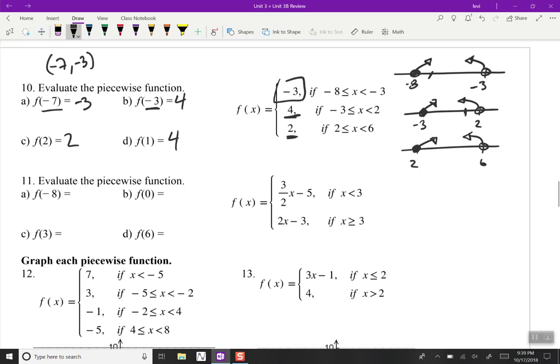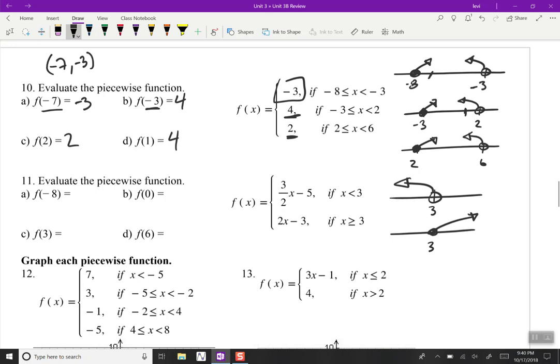11 is going to be the exact same thing, except for now we'll need to substitute these values of x into the equations. So our constraint, this one's just talking about being less than 3, open circle going to the left, and our bottom one then is talking about being greater than or equal to 3. That would be a closed circle going to the right. So -8, that's less than 3. That would be this one.